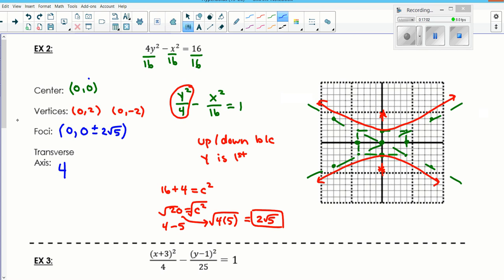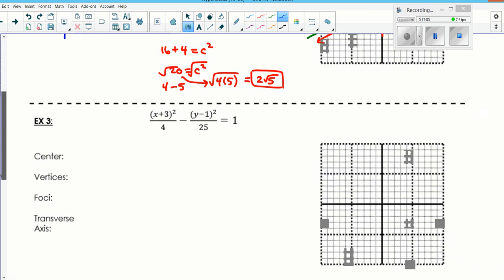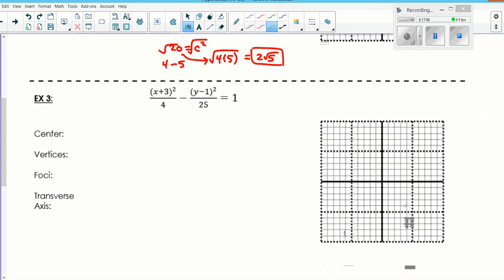Okay, so let's try again. This one's written probably a little bit easier for us. We don't have to divide by anything because it's already set equal to 1. So I can see that my center is at -3, 1. Okay, so I'm going to plot that point.